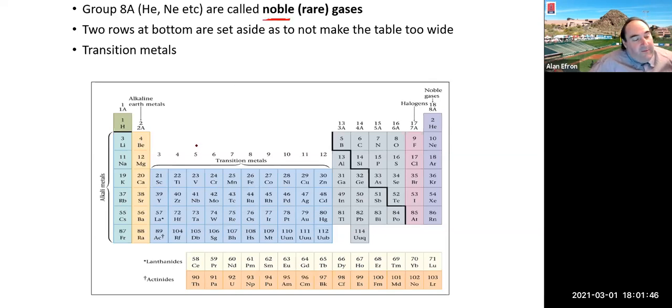Noble gases are referred to as chemically inert, which means they are not very reactive with anybody. They are perfectly stable by themselves. And as we'll talk about with bonding, that is the basis of bonding: for everybody really to end up like our noble gases. We'll talk about that as we continue on. A couple of other things: we have 2 rows down here, which are set aside because they would make the periodic table too big.